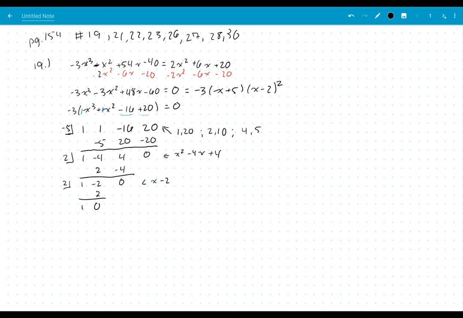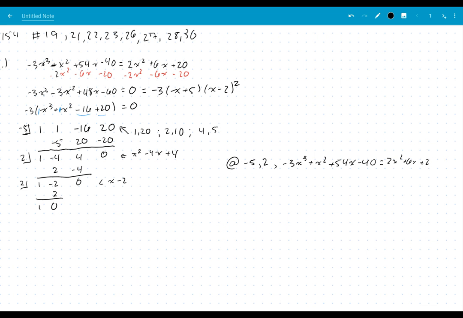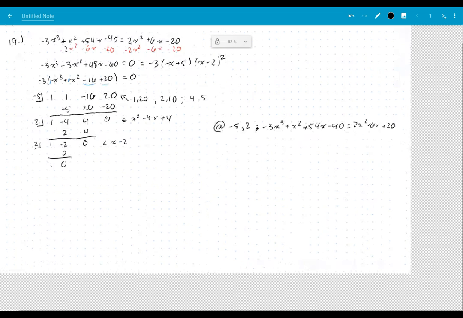So our solution is at negative 5 and 2, where negative 3x cubed plus x squared plus 54x minus 40 equals 2x squared plus 6x plus 20. All right, and that's our solution. It's those two places.